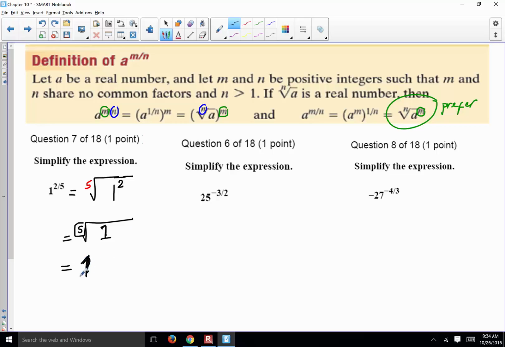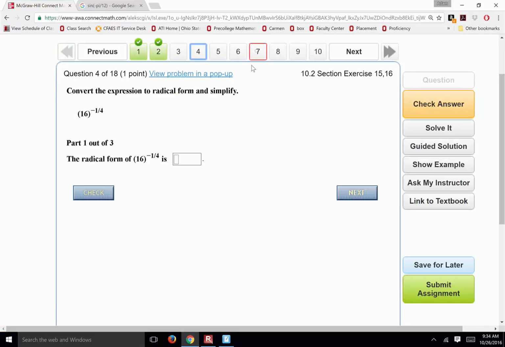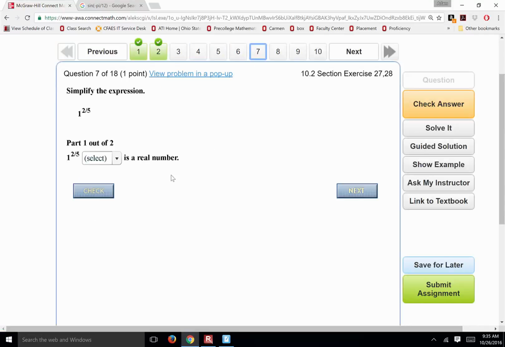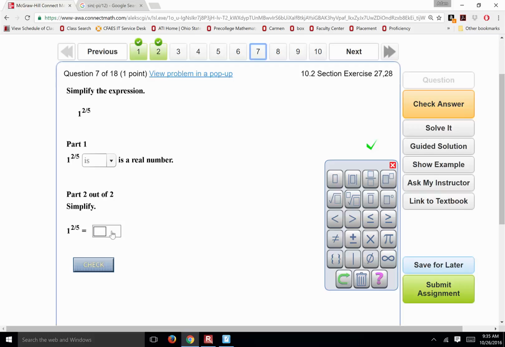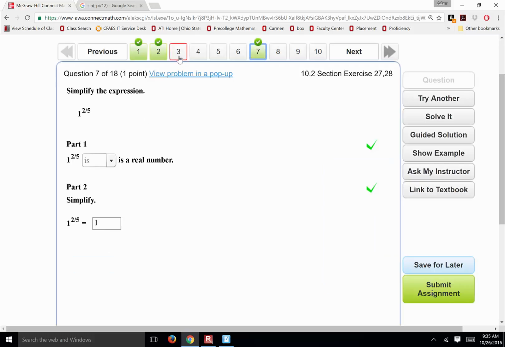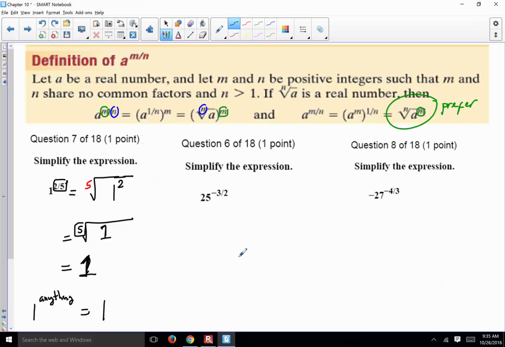It's 1. Alright, let me give you a trick. 1 raised to anything. Anything at all. 2/5, 10, 1 million, negative 1 billion. No matter what crazy number you see here, it is always 1. So you could have just cheated and put 1 here at the first place, but I just wanted to show you, okay? Is a real number 1? Alright, that was easy.